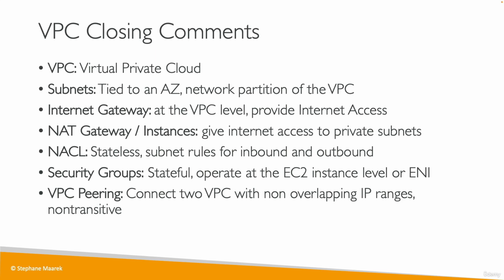If you wanted to connect two VPCs together and they have non-overlapping IP ranges, you can use VPC peering, and it's a non-transitive thing. So if VPC A is connected to B and then B to C, it's not necessarily connected, and it won't happen. A cannot communicate with C.